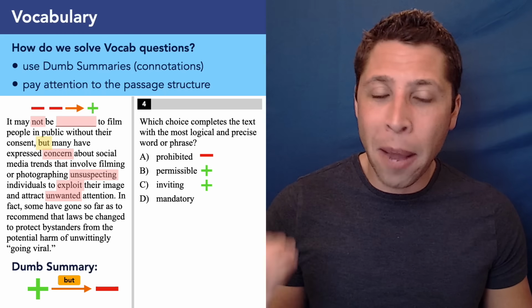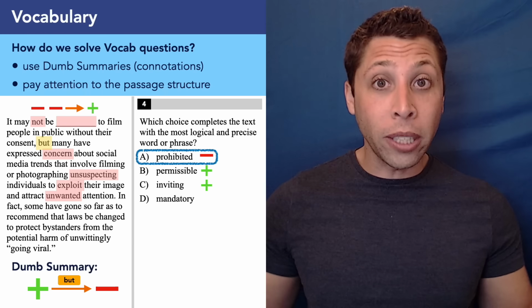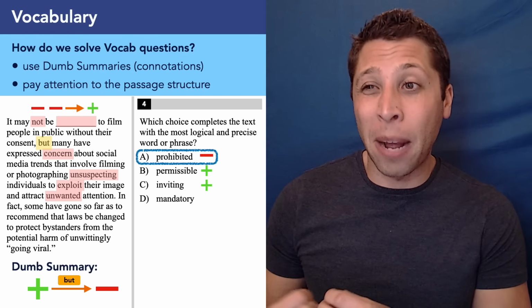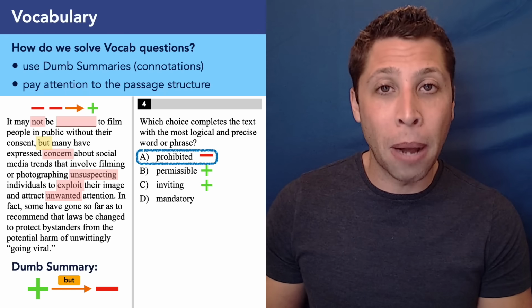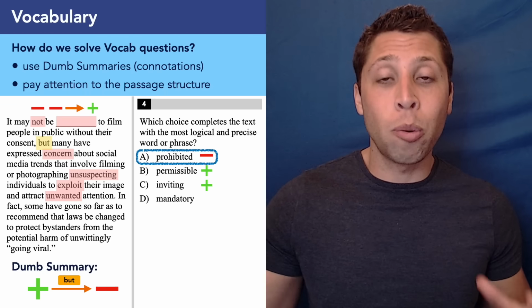And once I've got that puzzle figured out, it's obvious that choice A is the answer, right? It's the only negative word. And it makes sense here, right? It may not be prohibited, it may not be forbidden to film people in public, but it's a bad idea because people are going to hate you, right? So it does make sense once we've got it.